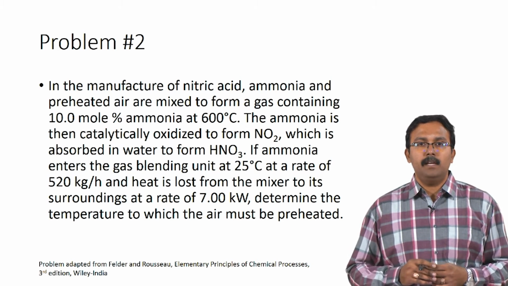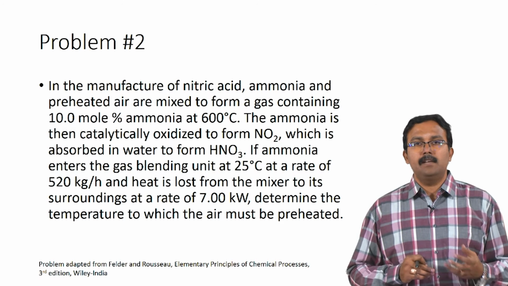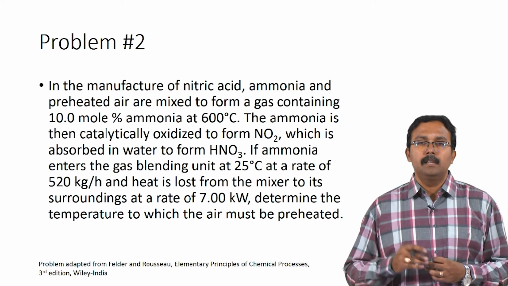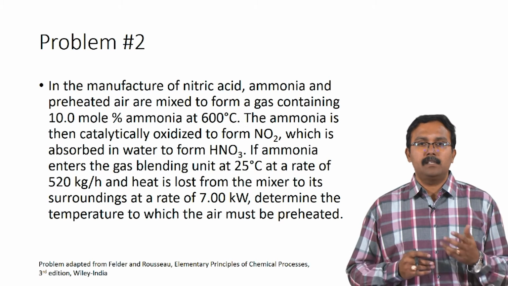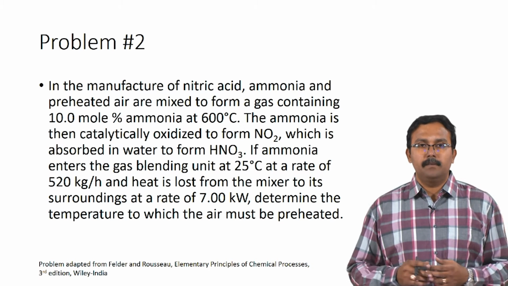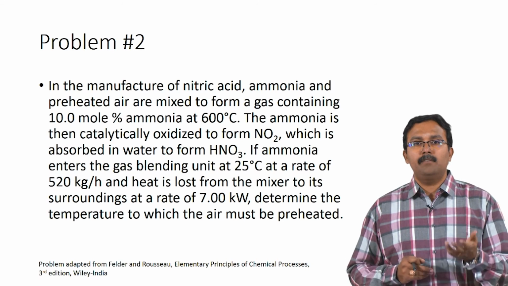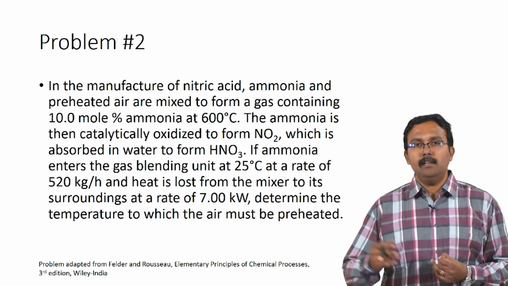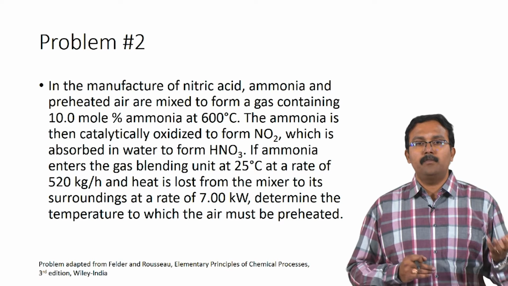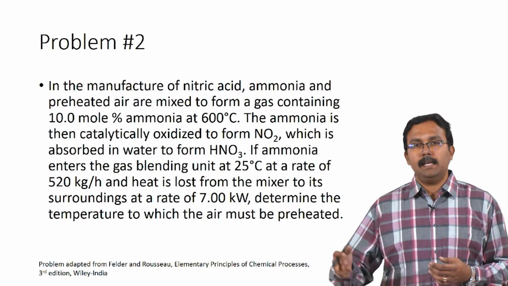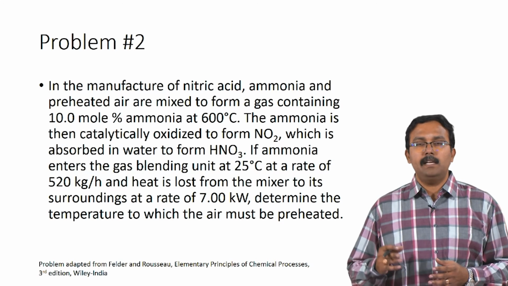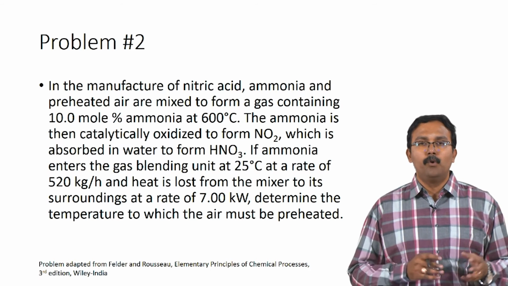First thing we need to identify is the composition of the gas mixture, which is given as 10 mole percent ammonia. We need to convert the mass of ammonia which has been given into moles, so that we can use them directly. Also, we have Q, the heat lost to the surroundings, as 7 kilowatts. The flow rate should be converted to per second instead of per hour. With these things in mind, let us first convert 520 kilograms per hour to moles per second.